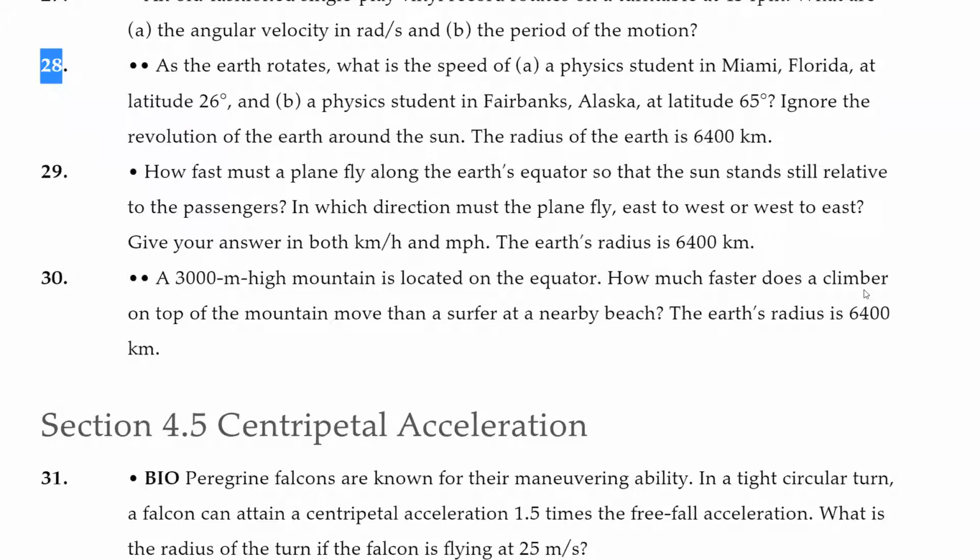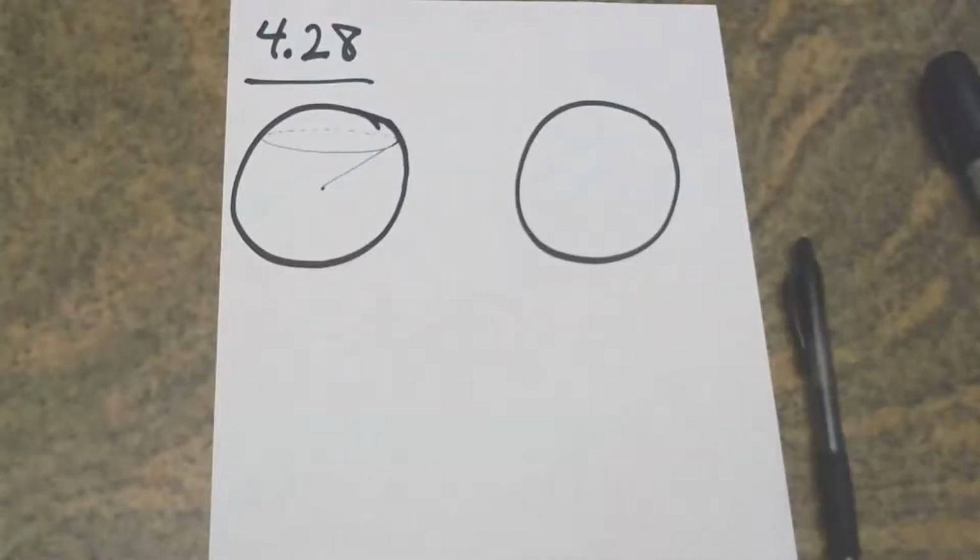Let's do a very simple circular motion problem. This problem's not actually asking for centripetal acceleration, but I think we should tack that onto the problem. Number 28 tells us about the Earth rotating. We're supposed to figure out the speed of a physics student. How about just any person in Miami, Florida, with a given latitude, and then Fairbanks, Alaska? So we'll have to draw a picture, do just a little bit of trigonometry before we can answer this question. But take note of these numbers here: 26 latitude, 36 latitude, and I will quote the radius of the Earth.